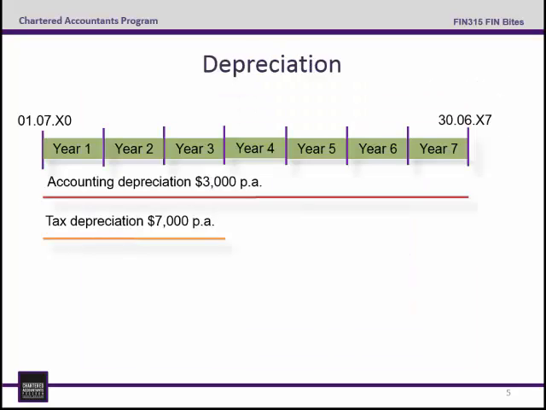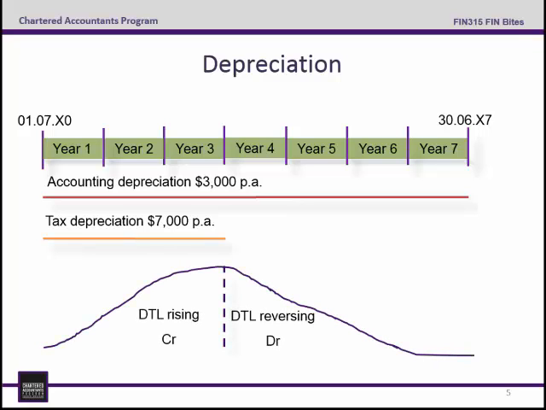To help understand why this is a temporary difference for our machine, I've plotted this out sort of on a bit of a timeline so that you can understand that over that sort of 7-year period, what we've got is $3,000 per annum for accounting, but we've been depreciating it over a 3-year period at $7,000 per annum. So apart from my rather dodgy looking bell curve there, what I'm trying to show you there is that yes, this is a temporary difference.